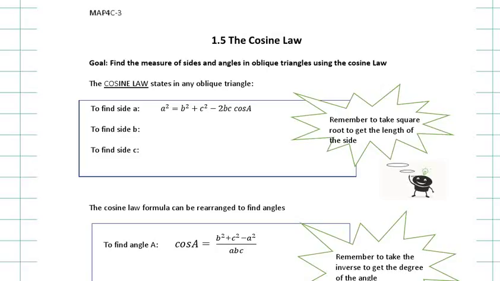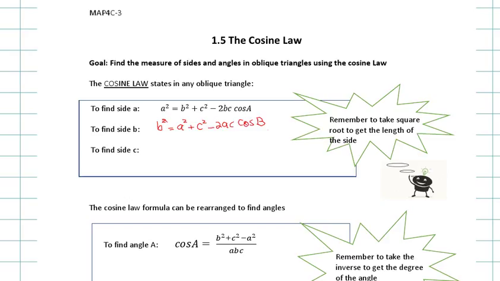Cosine law states in any oblique triangle, to find side A, it will be a squared equals b squared plus c squared minus 2 times bc times cosine A. Now, if I want to find side B, it will be b squared equals a squared plus c squared minus 2ac cosine B. So you see that if I'm looking for the side B, the cosine is for the angle of that side.